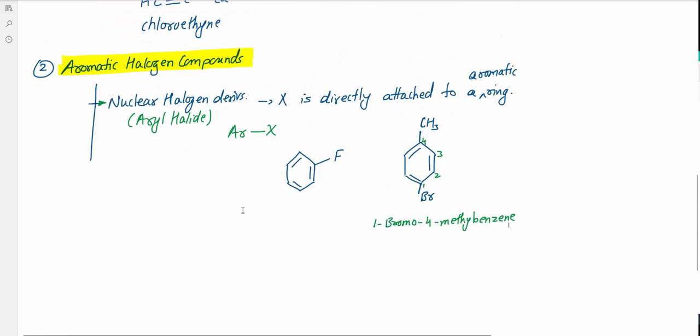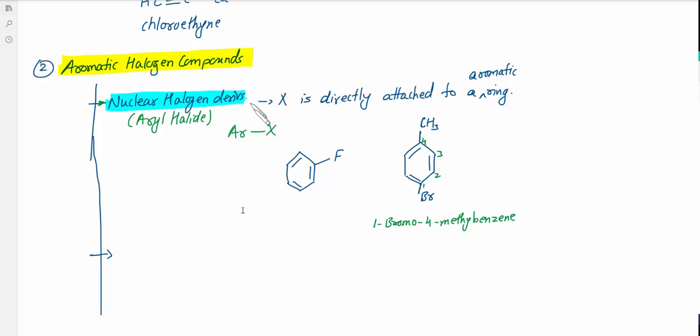And the next category is, as you must have guessed by now, the side chain derivative, not the nuclear halogen derivatives, but side chain halogen derivatives.